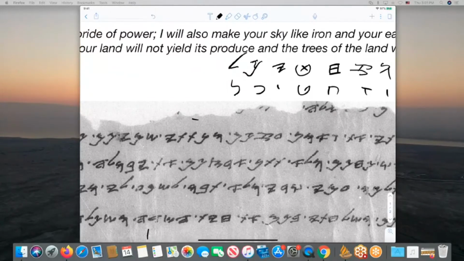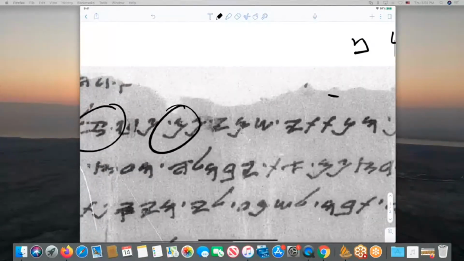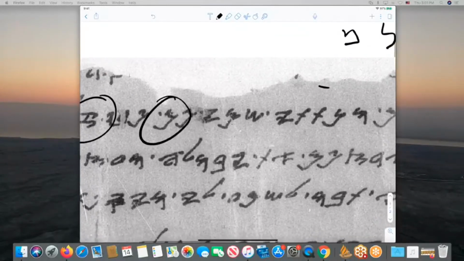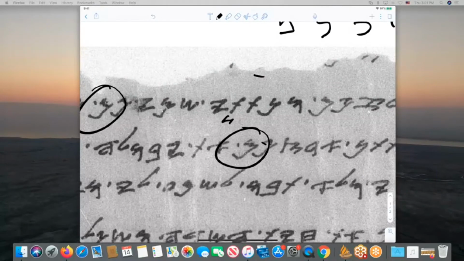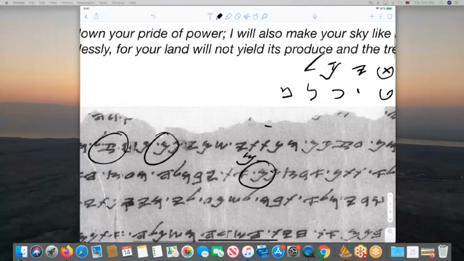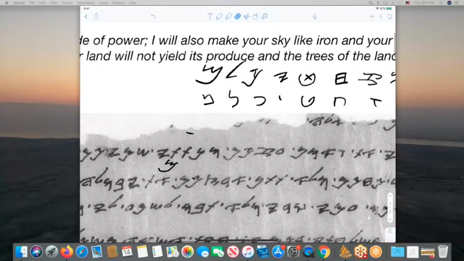Lamed, Mem. Our Mem is this letter right here. That one's harder to see. Here's a better one. And it consists of a 1, 2, 3, and then the underside there. So we're just kind of mimicking this particular scribe.